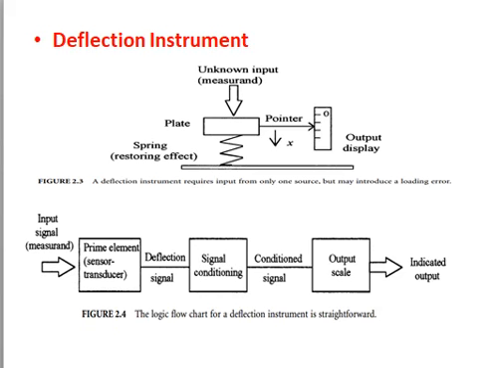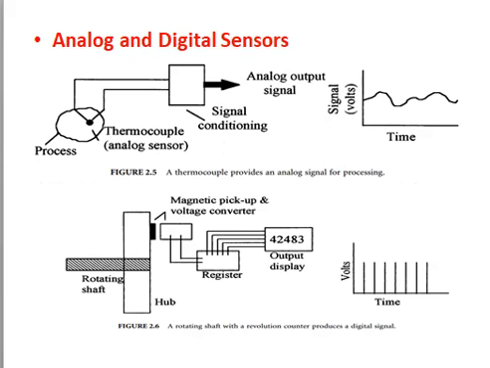And actually, this is the block flow diagram. This is our input. That is the prime element that we want to use for measuring, our transducer. Then it will create some deflection signal, and we now pass it to another block for conditioning the signal so that it can be an analog display or digital display. And this conditioned signal will now be taken to the output scale, that is this display unit, and you have your output, meaning it's only one signal, not two as in the case of the null instrument.